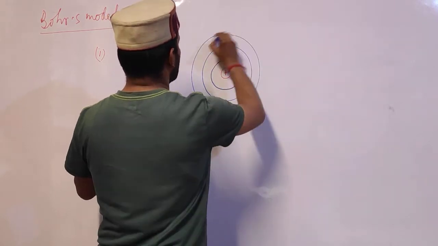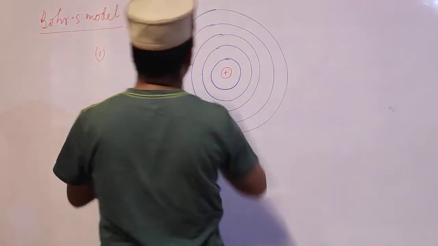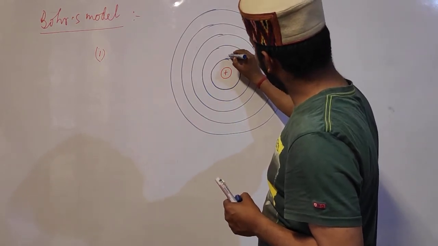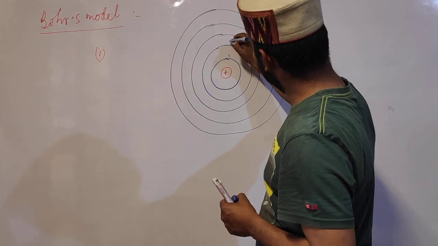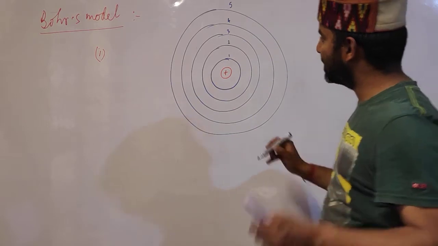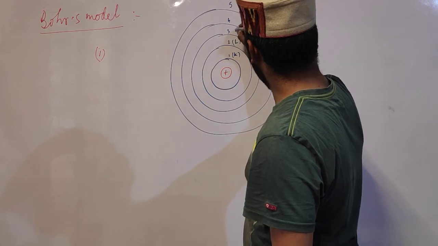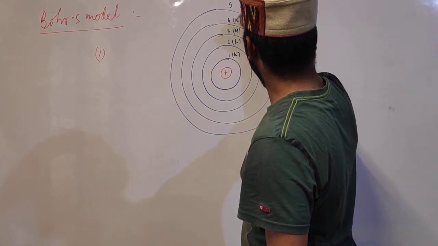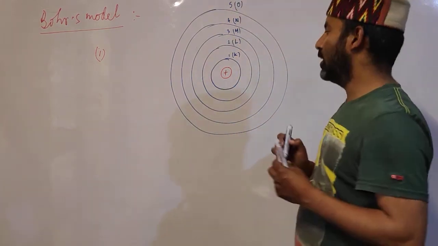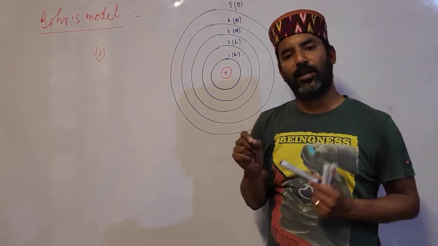These circular paths around the nucleus in which electrons revolve are called what? Orbits. Now these orbits are numbered as 1. So this is the first orbit, this is 2, 3, 4 and 5. And the first orbit is designated as K, then L, M, N, and then alphabetically we follow O and so on. And in modern quantum mechanics, all these numbers are called principal quantum numbers.